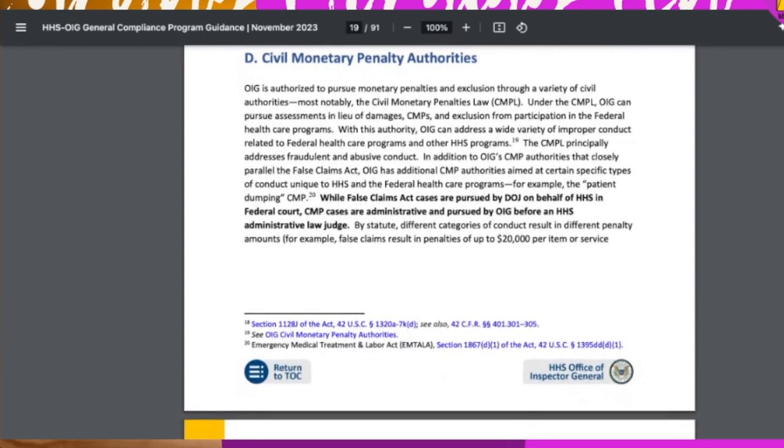In addition to the OIG CMP authorities that closely parallel the False Claims Act, the OIG has additional CMP authorities aimed at certain specific types of conduct unique to HHS and the federal healthcare programs. For example, the patient dumping CMP. While False Claims Act cases are pursued by the DOJ on behalf of HHS in federal court, CMP cases are administrative and pursued by the OIG before an HHS administrative law judge. So you're in court on all kinds of stuff if you're doing something that you have no business doing.